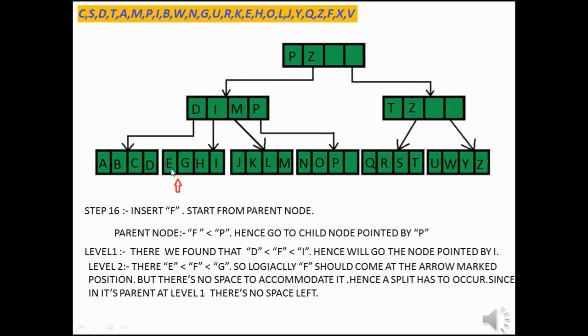But there is no space in that node to accommodate it. So one thing is sure, a split has to occur. Now we'll check whether it is a node split or a level split. See its parent DIMP. The order is 4 and already 4 elements are there, so we can't split the node. So now there is a need for a level split again. Following the previous steps only, we'll split the level. Okay, now you will see the diagram.